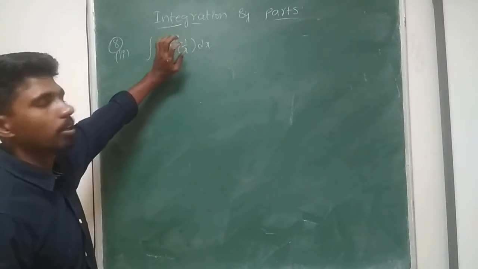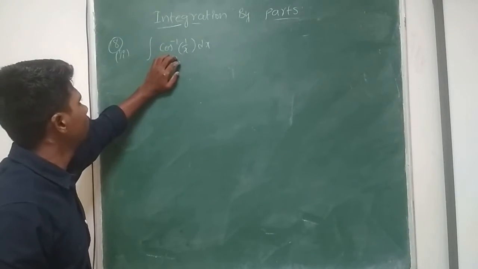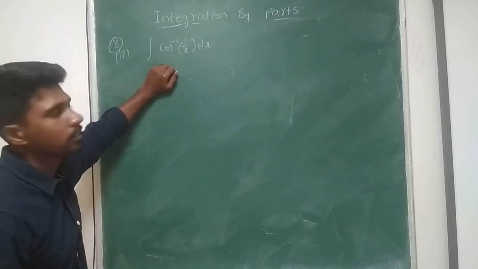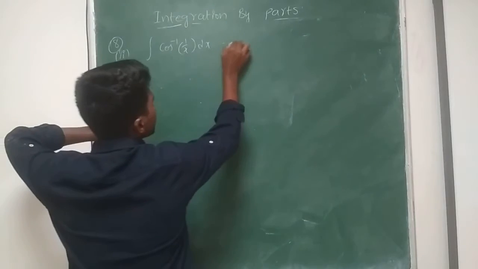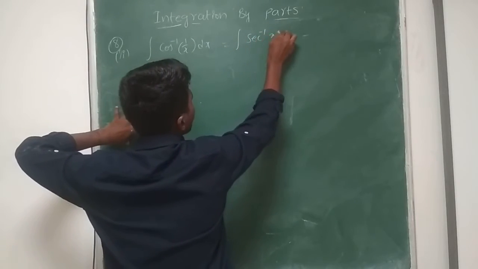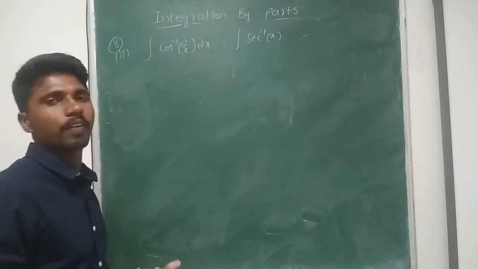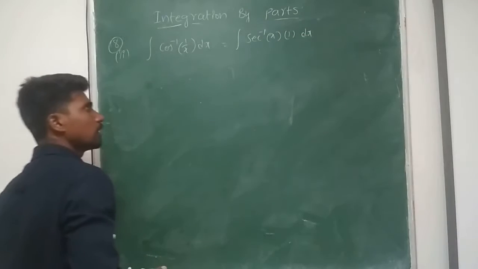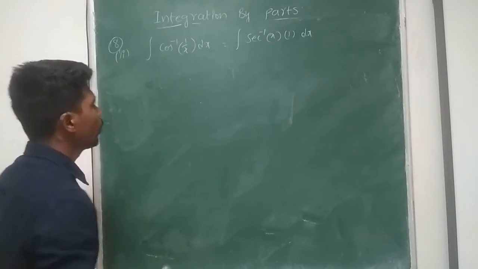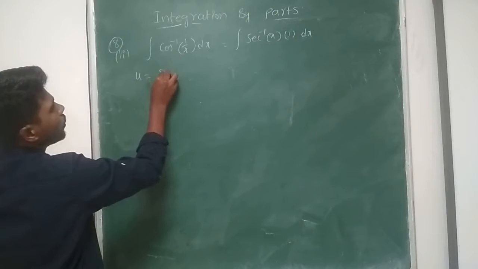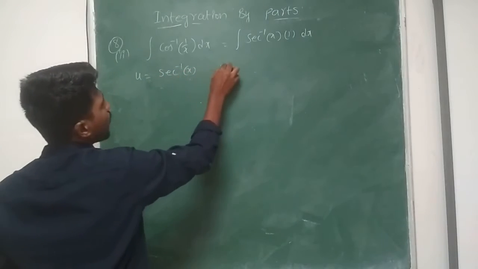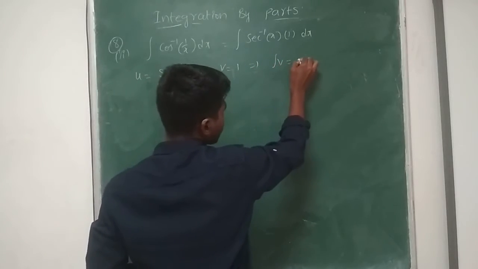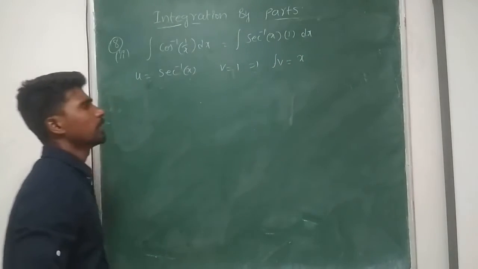I can use inverse trigonometric function properties. Cos inverse of 1 by x is nothing but secant inverse x. So I can rewrite this as integral secant inverse x into, I don't have any other function, so I'll take 1 as another function, dx. So the inverse trigonometric function comes first. So I take u as secant inverse of x and v as 1, which gives integral v as x.